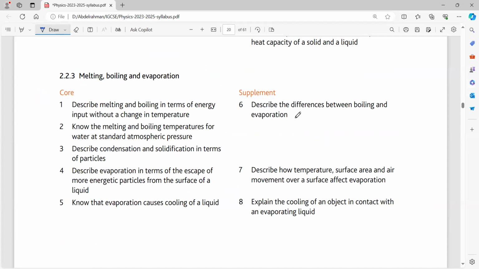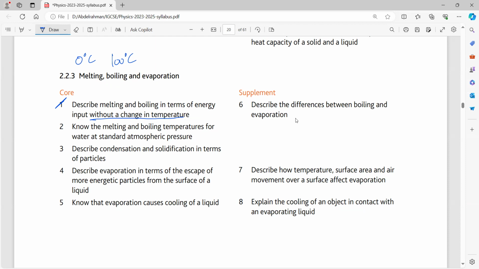Melting, boiling, and evaporation. We know the processes. Describe melting and boiling in terms of energy input without the change of temperature. We know that as we melt or boil any substance, the temperature does not change. For example, melting is at 0 degrees Celsius and boiling is at 100 degrees Celsius. So the water will keep on boiling at 100 degrees Celsius.